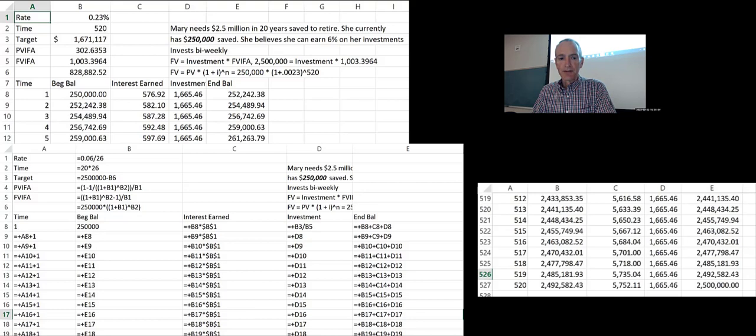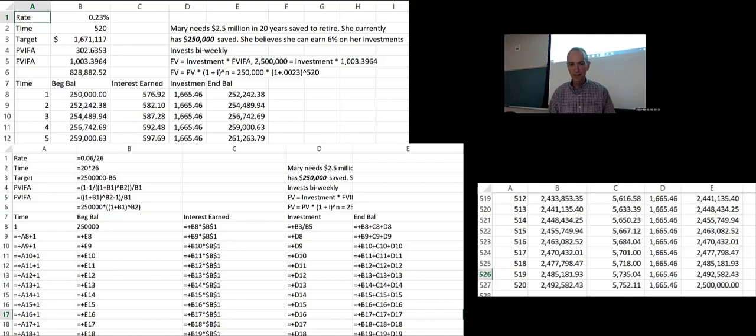All right, so our present value factor is all set up, right? We don't have to do anything there. Future value is set up. All right, so let's start off assuming she doesn't have the 250, and we're going to come back and adjust for that next. We'll leave that out for now. It gets a little tricky.